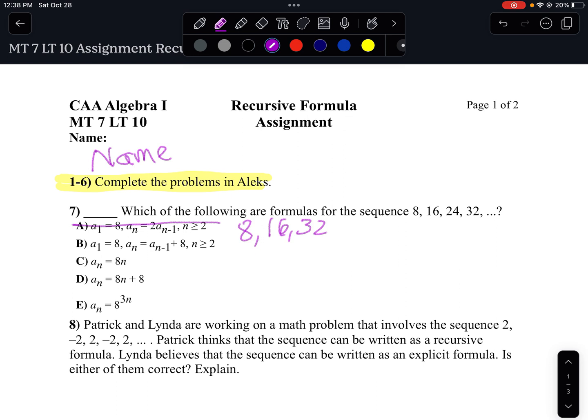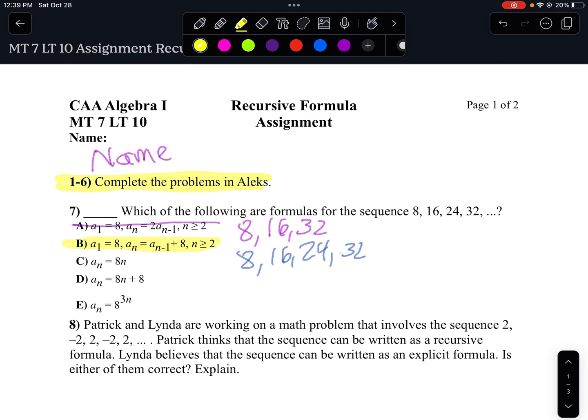Okay, let's take a look at the next one. I start with 8 again. Now I'm going to add 8 each time. Plus 8 is 16. Plus 8 is 24. Plus 8 is 32. So that matches. So I would say letter B is a correct choice for that one.